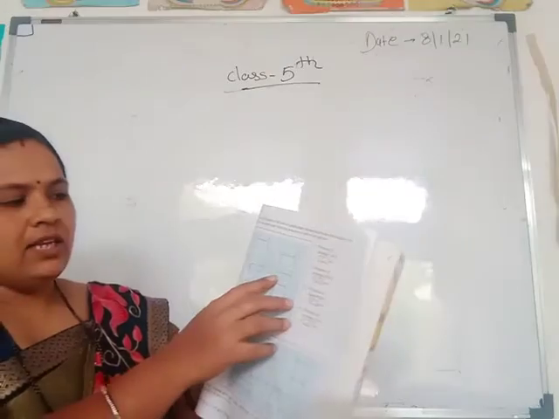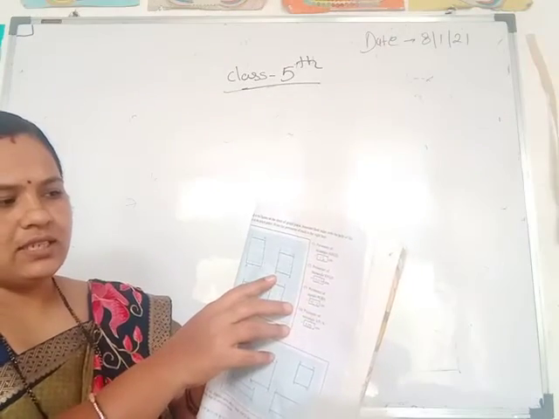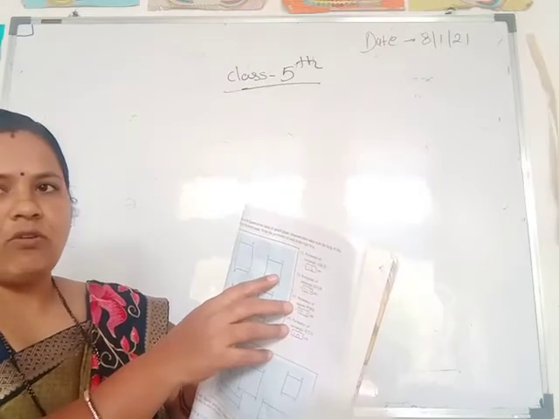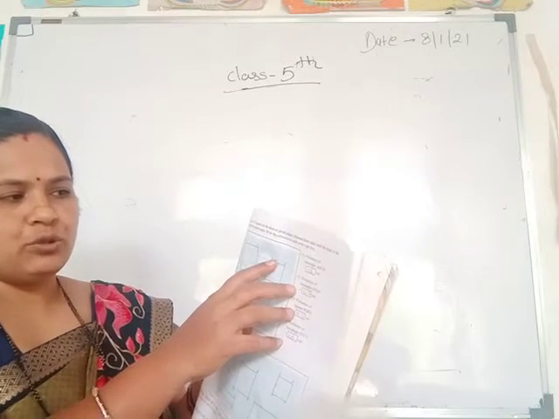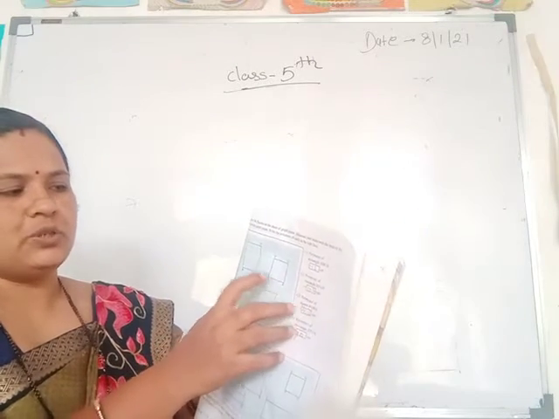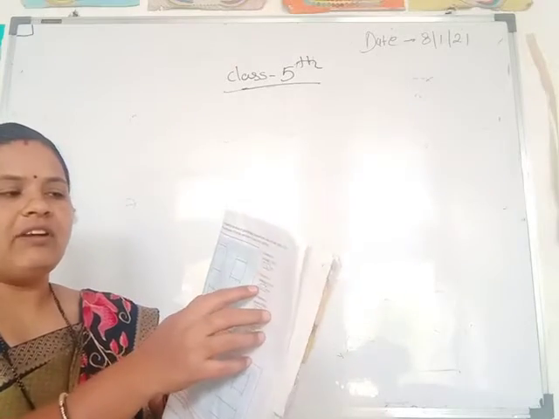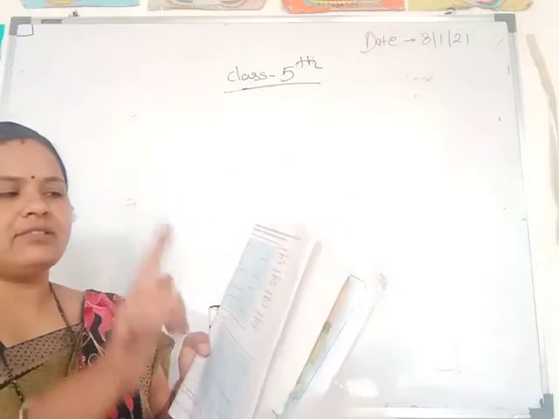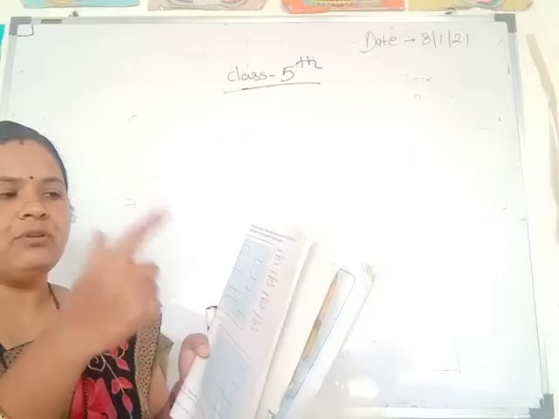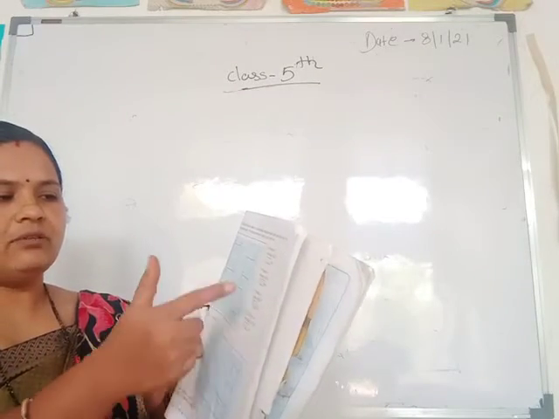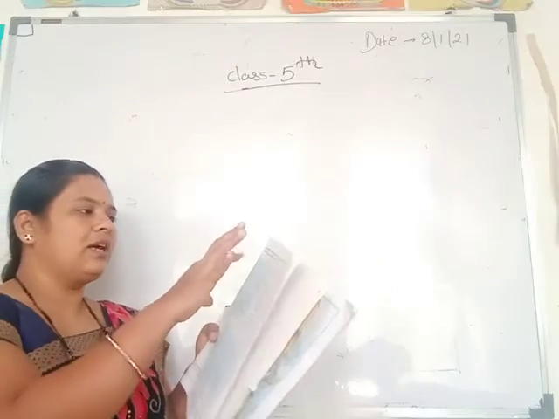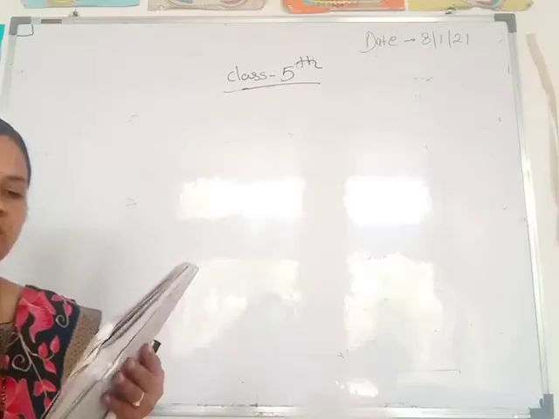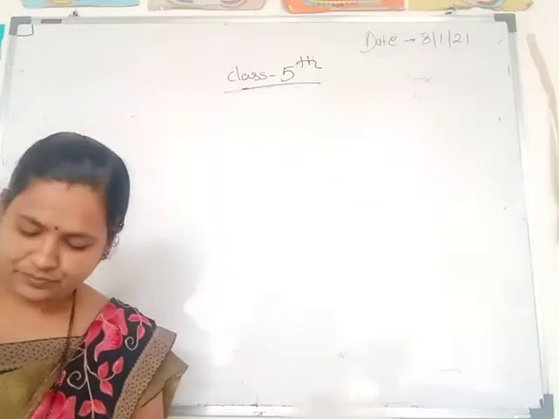In the second one, see this PQRS. This is a square, which means all sides are equal, so you count only one side. Suppose it is 2 centimeter, then all sides are 2 centimeter. The formula for the perimeter of a square is 4 into side. Write this multiplication and write the answer here. In this way you will complete the 10th question in homework.